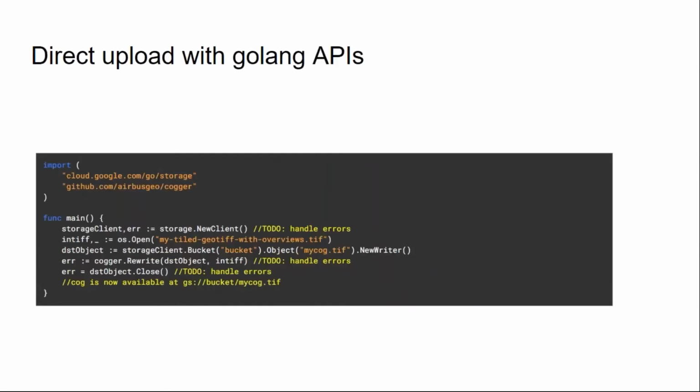This is just a small example of the golang API, which is really, really simple, and it shows here how you'd use that to directly upload your resulting COG file to cloud storage. So you create your storage client, you open your diff file that's tiled with overviews, you open a handle to the object on the object store that you want to upload to, and just run cogger.rewrite. It will handle streaming that data up to the cloud storage, and it's then up to you to close the handles and handle any network or cloud errors that might have happened.